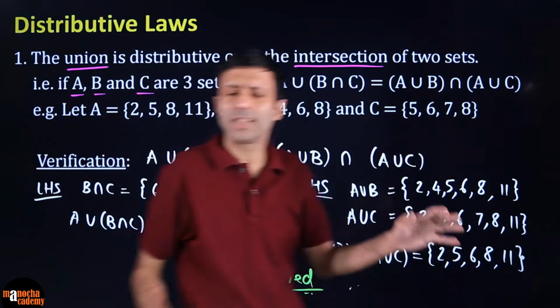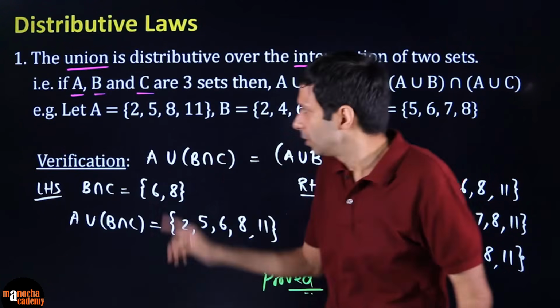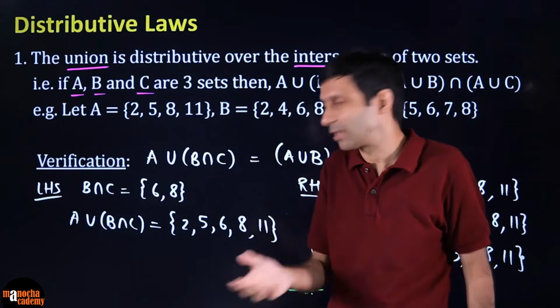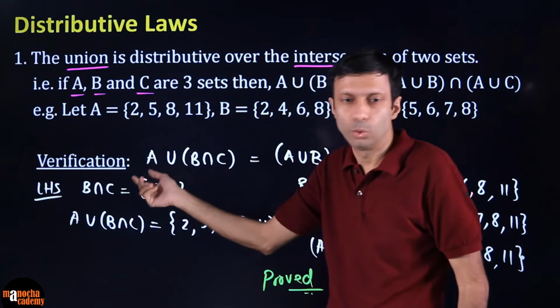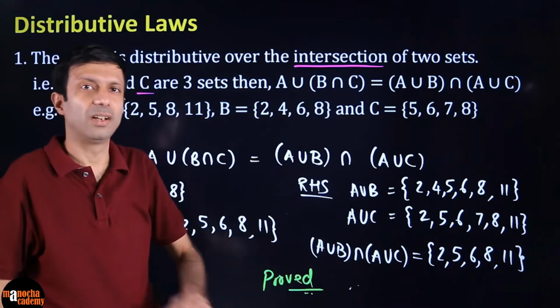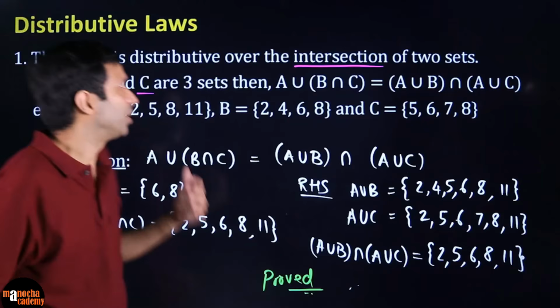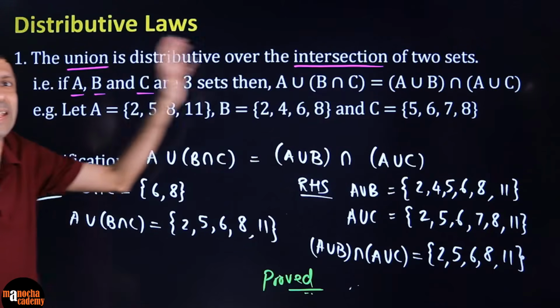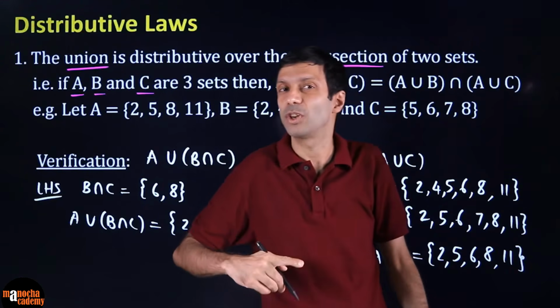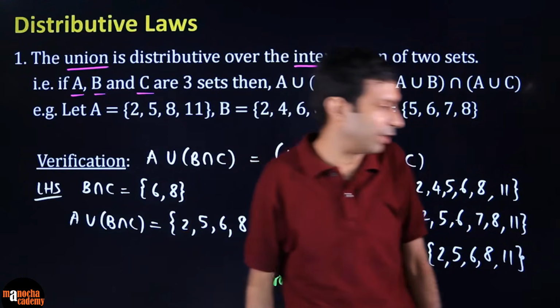Just take the left hand side, right hand side, and remember, when the bracket is given, you must solve the bracket first. The law of BODMAS, right? Solve the bracket first and then you do the union with A. Similarly here, you solve the brackets first, then do the intersection, and you will get both the same, which is proving that union is distributive over intersection, just like multiplication was distributive over the addition.